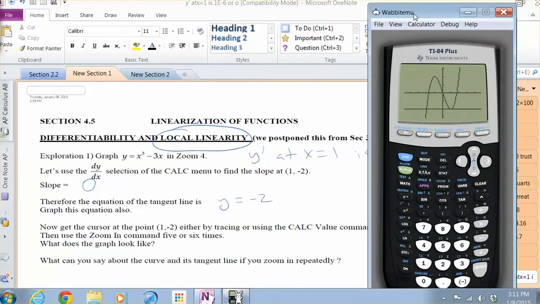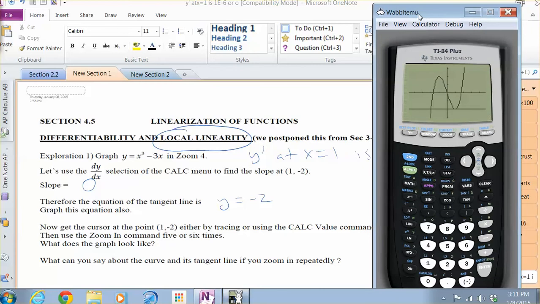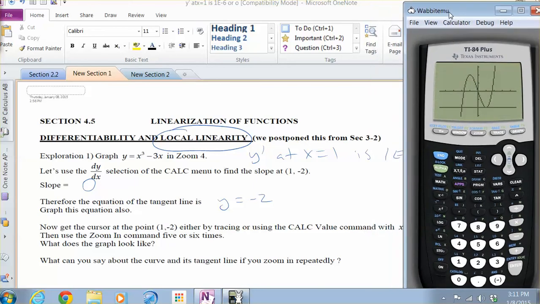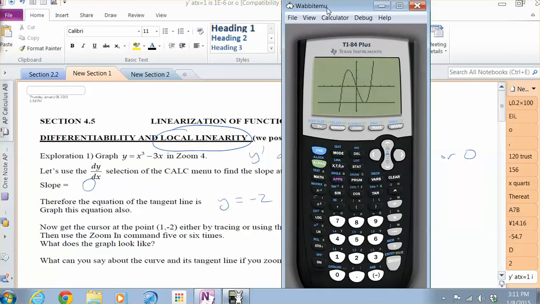If you look at the instructions, we're going to take our cursor and move to the point (1, -2), either by tracing or using the calc value command. We'll just trace. It's a lot easier that way. And then we're going to zoom in 5 or 6 times. So I've hit the trace button, and let's move to (1, -2). One thing you might notice is that as I'm moving along this curve, the x-coordinate is going up or down by 0.1. That's part of the zoom 4 or Z Decimal feature. It allows us to pinpoint where we want to go on our graph. So (1, -2), which is great.